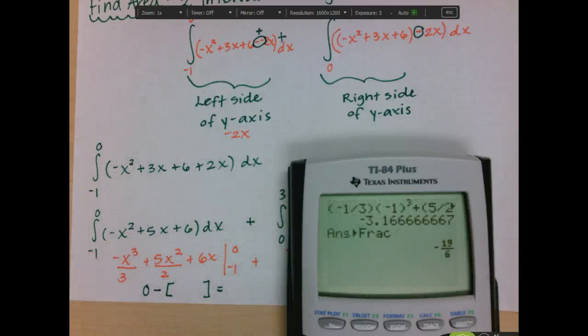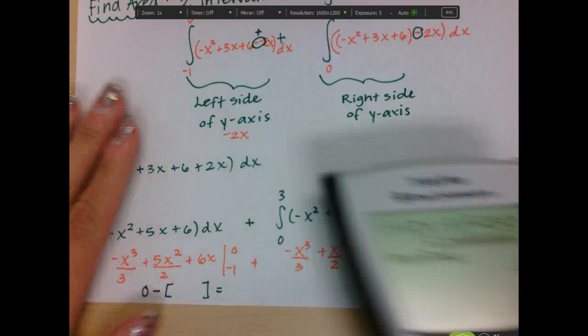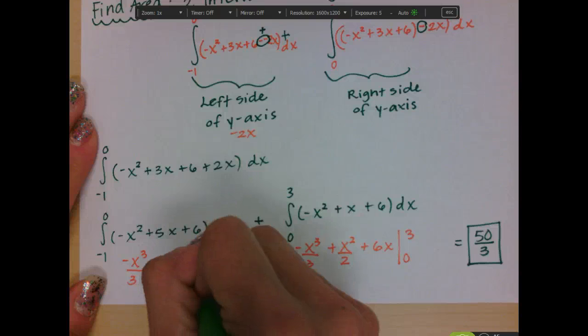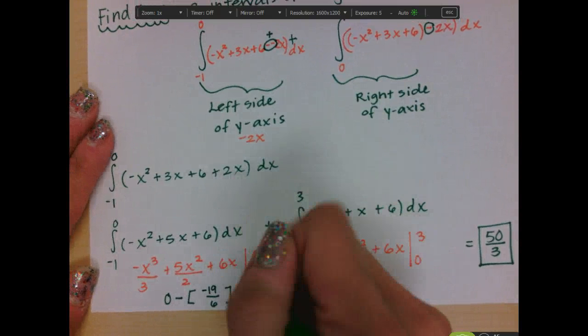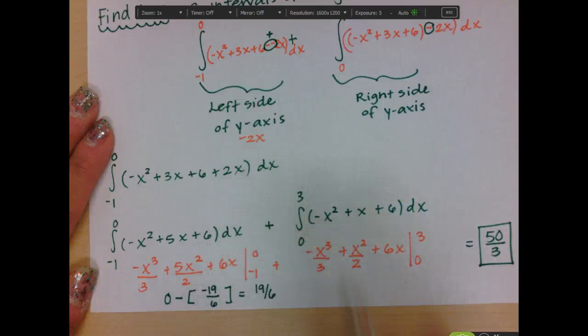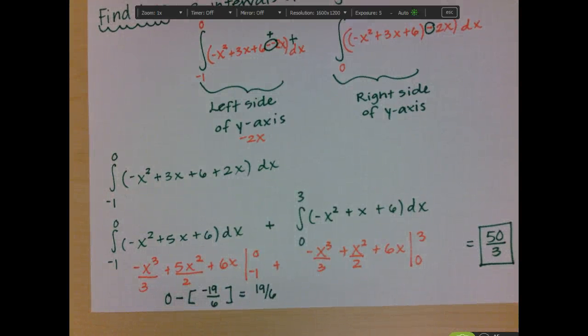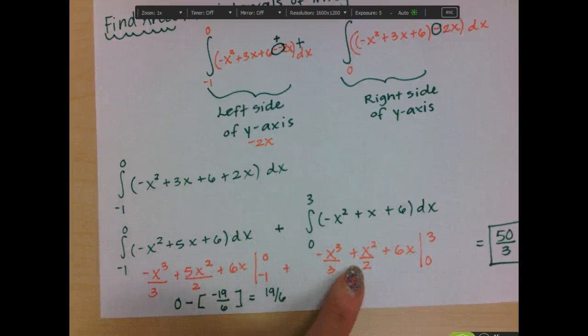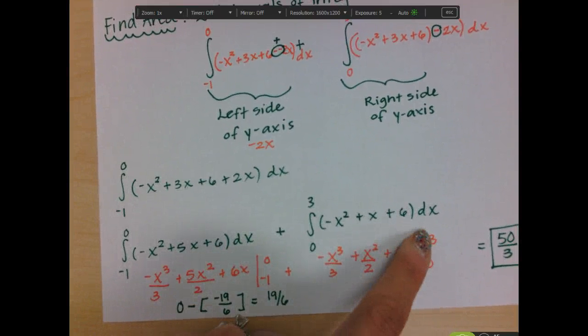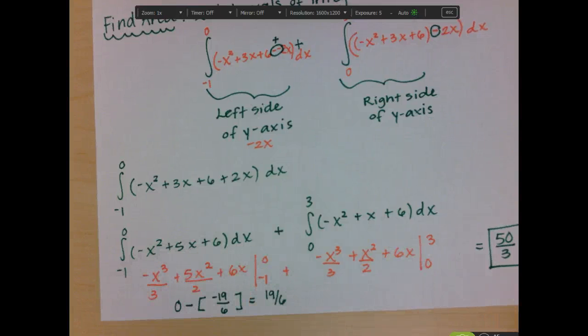And again, I would like my answer in a fraction. So negative 19/6. So this is something I could do by hand. I'm just trying to show you how to check your work, essentially. And so if I subtract negative 19/6, I get positive 19/6 for that piece. So over here, I need to do my antiderivative again, and I'll get some different terms here. And then I need to plug in 3 and 0 and subtract them.